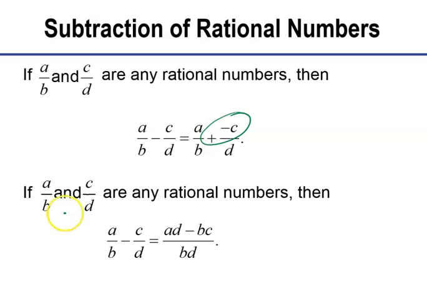If A over B and C over D are any rational numbers, then A over B minus C over D equals AD minus BC over BD. What is that? That's that definition that we were using to add fractions together. This is the same thing, but we're subtracting fractions. And let's do a few of those problems.